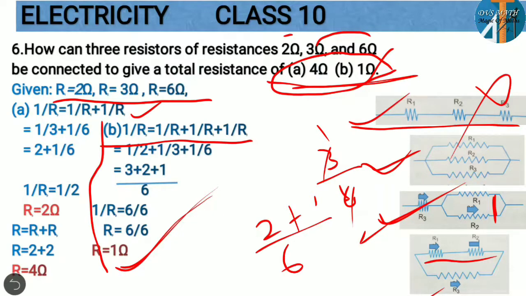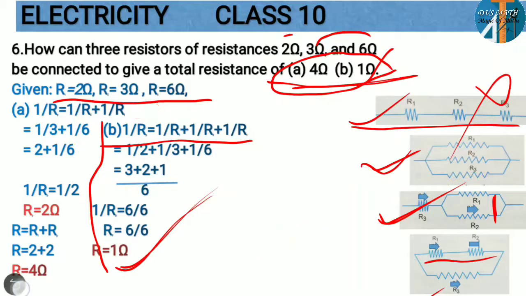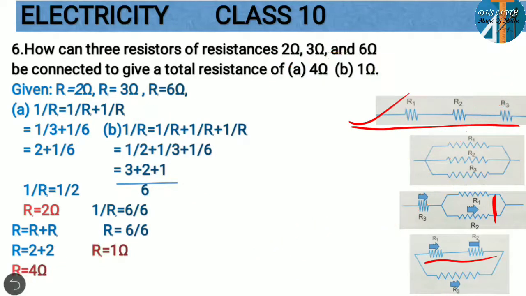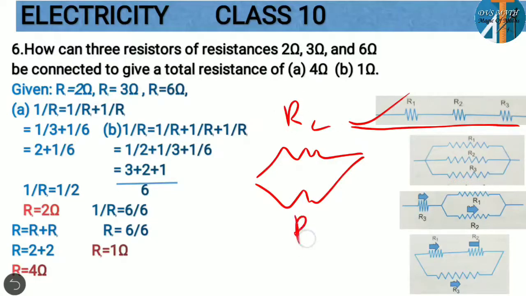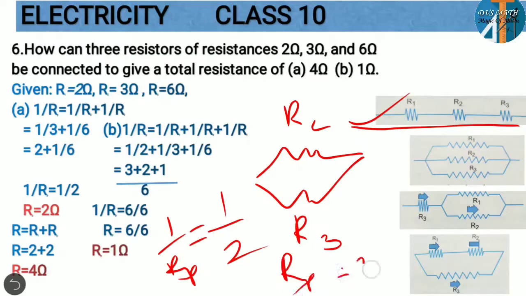But what is left with R1? We have one more resistor, 2. Observe clearly here. First R2 and R3 are in parallel, so finding the effective resistance between these two, that is 1 by 3 plus 1 by 6, you will get 3 by 6. If you divide it, you will get 1 by 2. But 1 by Rp is 1 by 2, so what about Rp? Rp you will get 2, because if you change numerator and denominator, you will get 2.